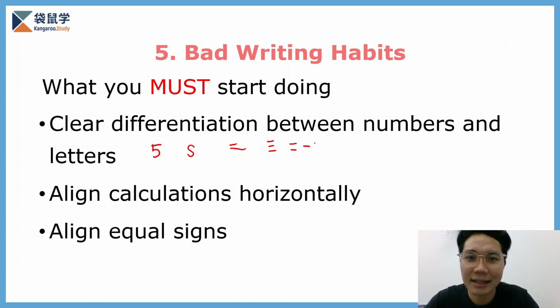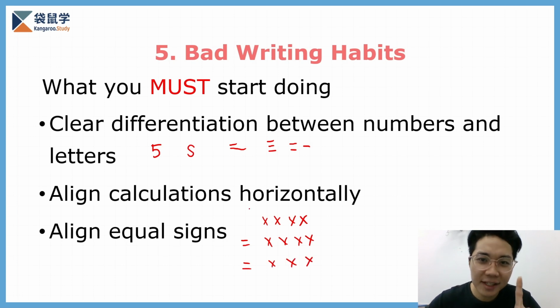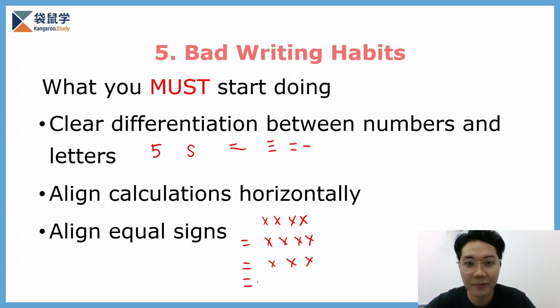And lastly, align your equal signs. You can imagine for any question, it is a third, then I say it's equals to a third, and then equals to a third. You realize that when I align it, it's very easy for me to write the next step. And also, it's very easy for me to go back and check, to see where I went wrong. So, align your equal signs.